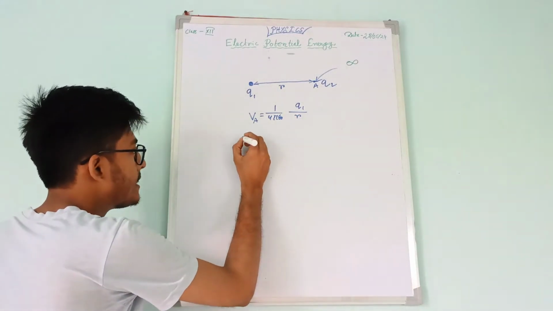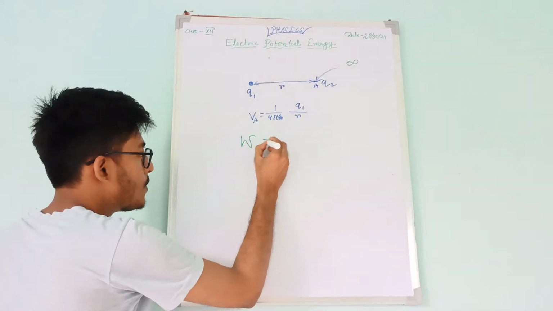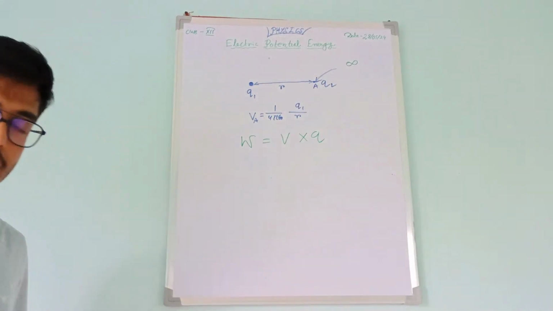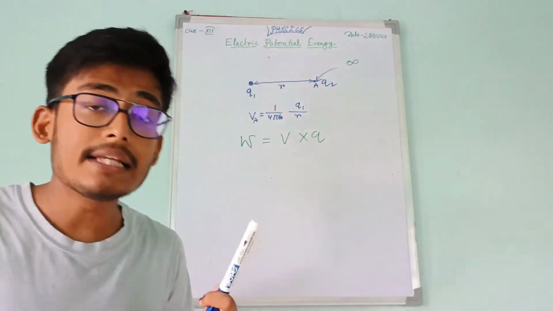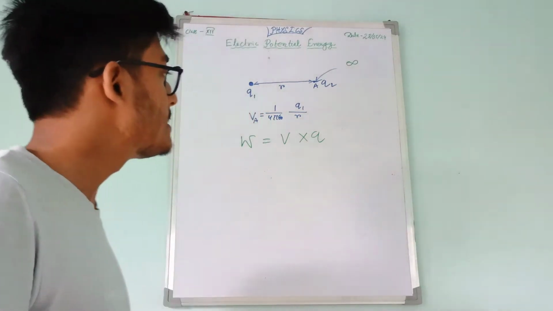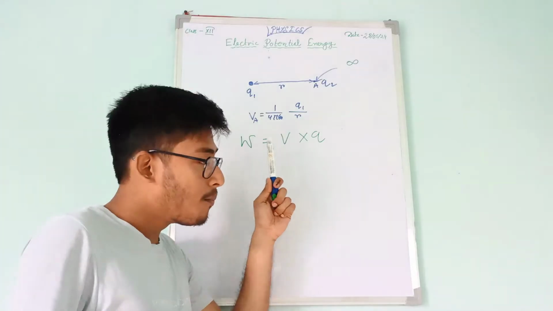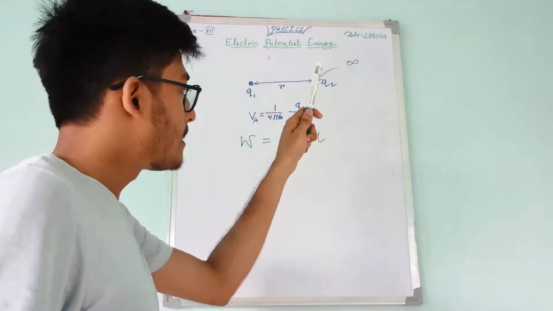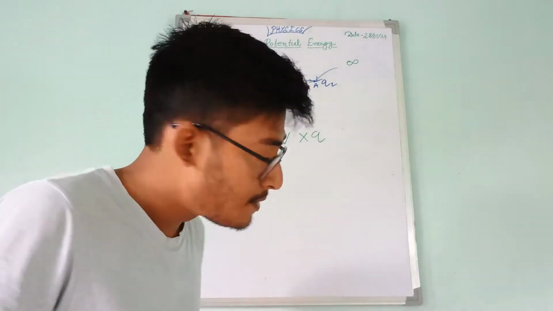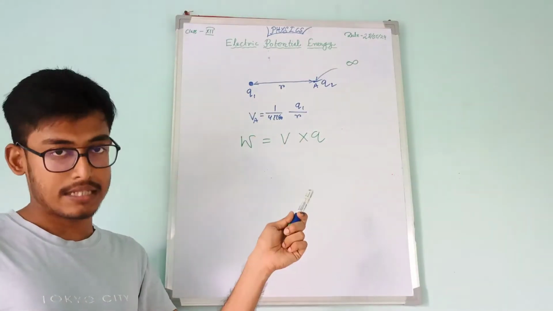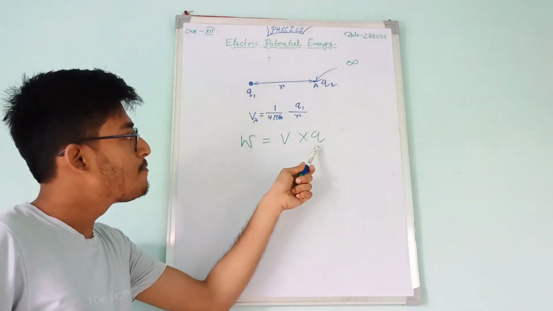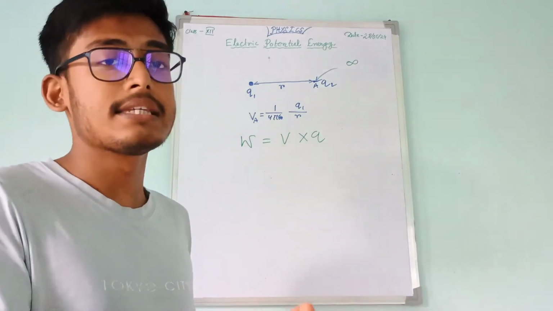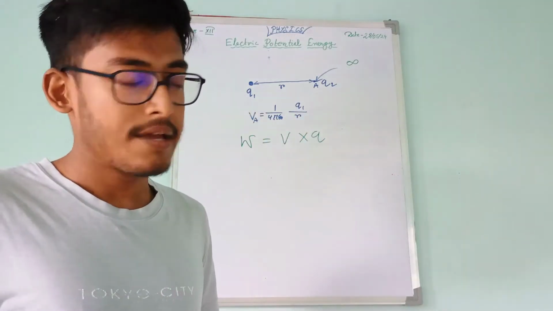Now, we know that the work done W is equal to V into Q. That comes from the definition of potential. The definition is, if a unit charge is coming from infinity to that particular point, the total work done is W, and that is the potential of this point. If we take Q as 1, then W will be V. That is why the work done is the potential for unit charge.